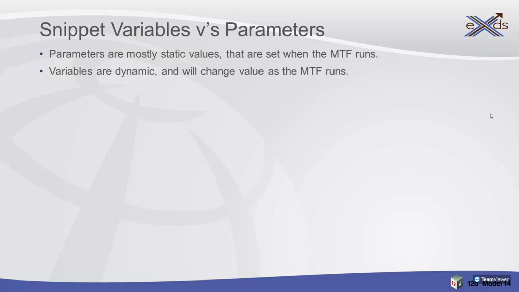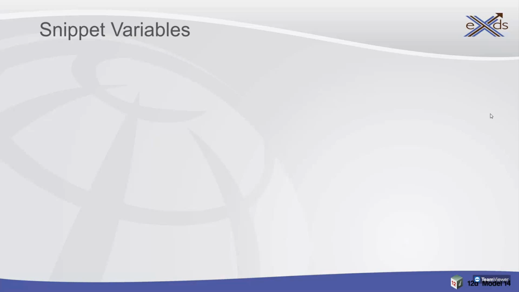Like I said, snippets, variables versus parameters. The parameters are set at the start. The variables are dynamic. They will change value as the MTF runs. As I said, classic example is width and crossfall will change. And we'll see that when we jump in. We've got the car parking example. We'll see where the variables are working.